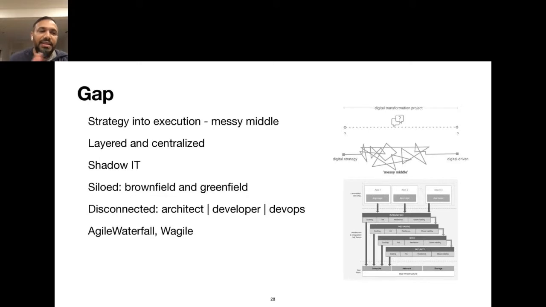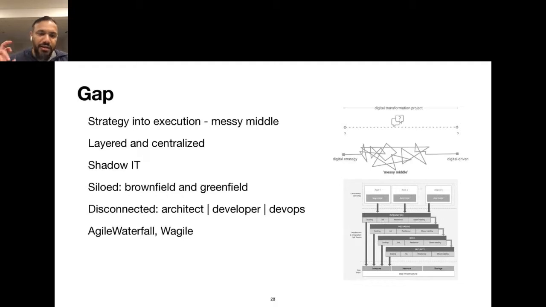And then there's a disconnect we see between the architect, developer, and DevOps. The architect will architect something very nicely, but the developer will develop something slightly different, and the DevOps engineer will go and deploy some completely different deployment based on the information he or she has. So there should be connectivity between these three.